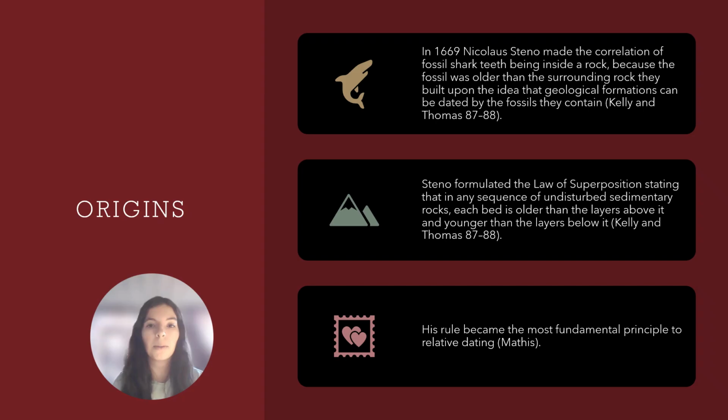The origins of superposition date back to 1669, when Nicholas Steno made the correlation of fossil shark teeth being inside a rock. Because the fossil was much older than the surrounding rock, they built upon the idea that geological formations can be dated by the fossils they contain. Steno then formulated the law of superposition, stating that in any sequence of undisturbed sedimentary rocks, each bed is older than the layers above it and younger than the layers below it. His rule became the most fundamental principle to relative dating.